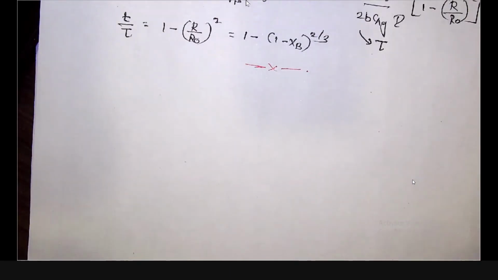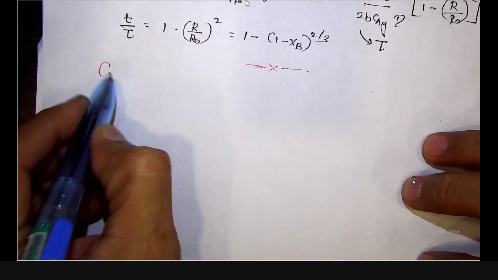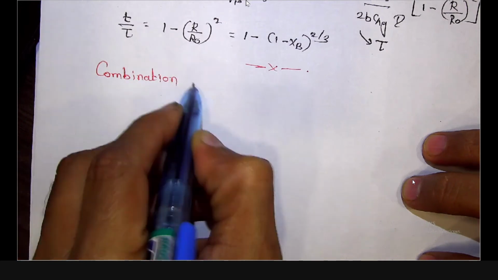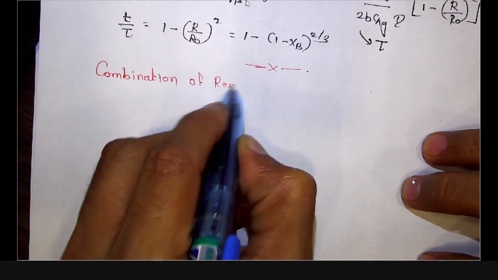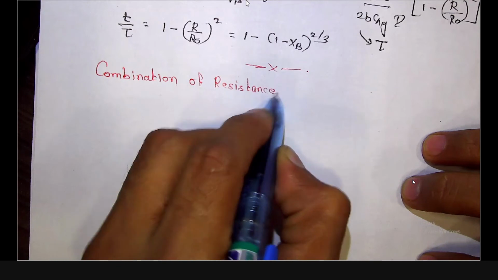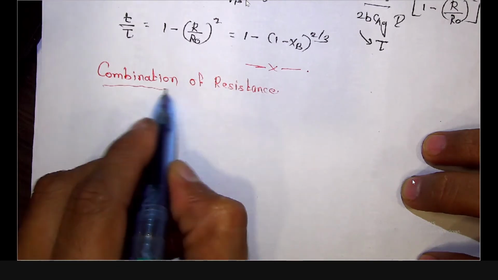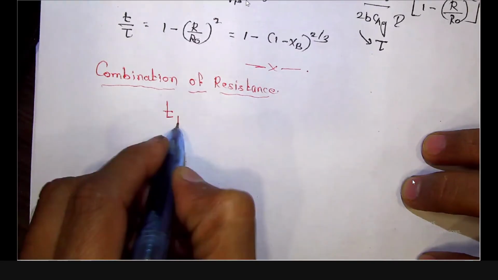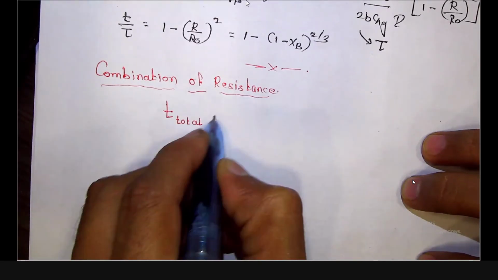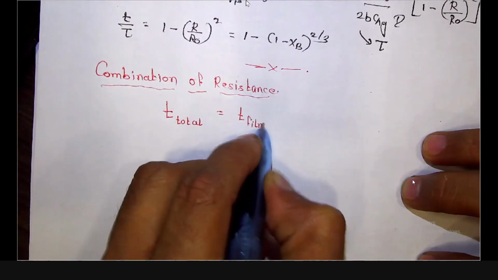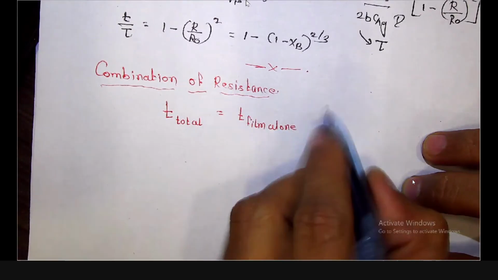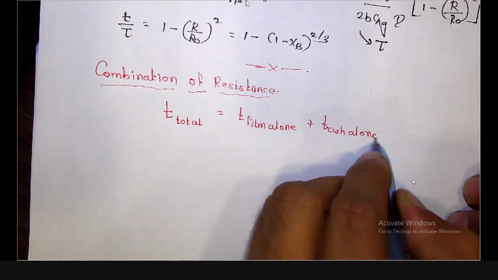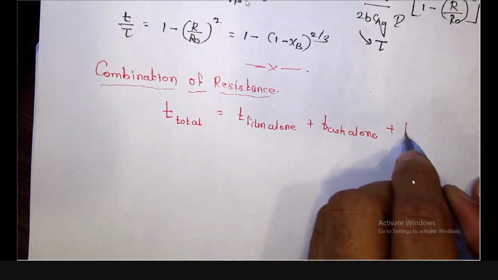Now here the various resistances are there. So all resistances are in series. So this total time will always be equal to T film alone plus T ash alone plus T reaction.